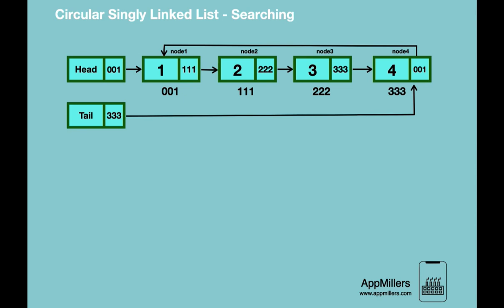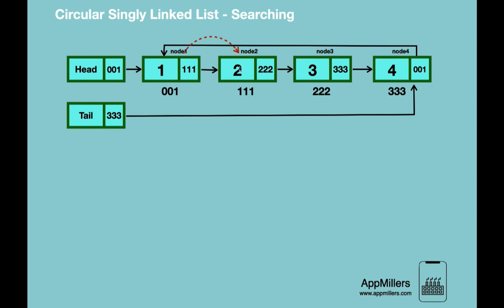Let's say we want to find a node which is in the middle of a circular single linked list. We have to start from node 1 and traverse until we find the searched node. Let's say we want to search for a value of 3, which is located in node 3. We'll start from the first node and check if this is the value that we are looking for.